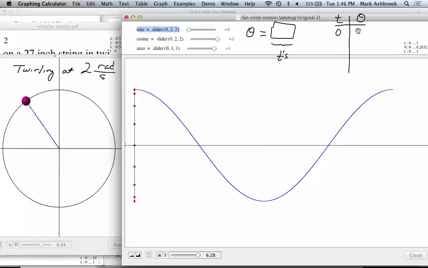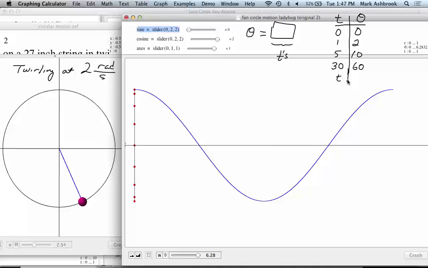0. Okay, after 1 second, how many radians have been swept out? 2. It's the definition of 2 radians per second. What does that mean? It means every second you sweep 2 radians. 2 radians per second. So what about after 5 seconds? And what about after 30 seconds? 60 radians. So now we begin to see the pattern emerging.